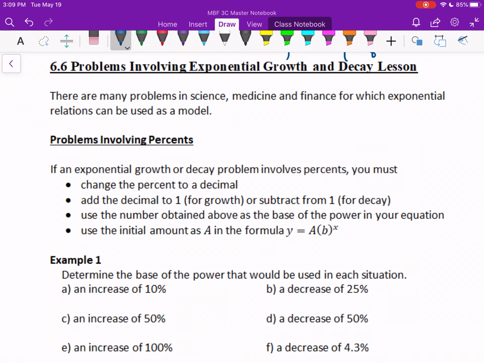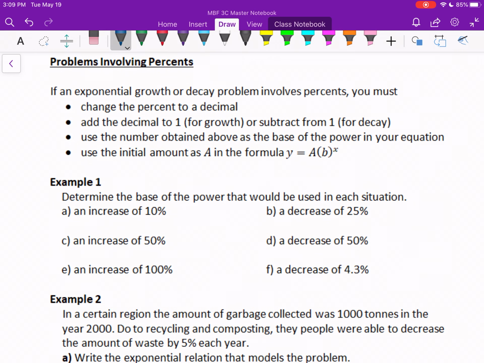There are many problems in science, medicine, finance for which exponential relations can be used as a model. Problem solving involving percents. So the first thing we want to look at is ones involving percents. If an exponential growth or decay problem involves percents, you must do the following. Change the percent to a decimal. Has to be as a decimal, absolutely. We have to add the decimal to 1 for growth or subtract that decimal from 1 for decay.